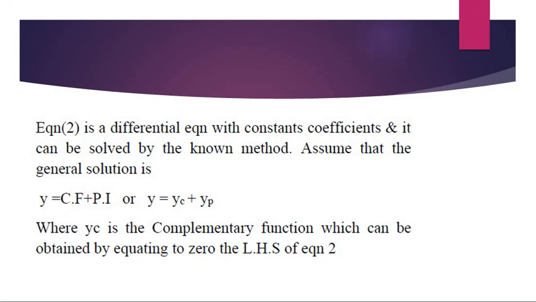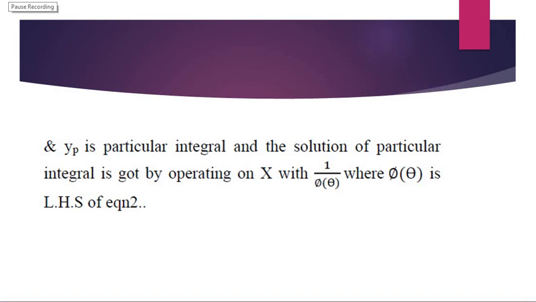This equation 2 is a differential equation with constant coefficients, so it can be solved by the known method. Assume that the general solution of this equation is y equal to CF plus PI, or you may write y equal to yc plus yp, where yc is the complementary function, which can be obtained by equating to 0 the left hand side of equation 2. Whereas yp is the particular integral, which is obtained by operating the right hand side function X with 1 by phi of theta, where phi of theta is the left hand side of equation 2.